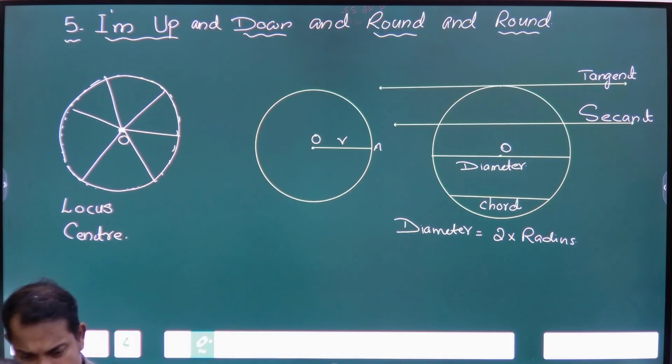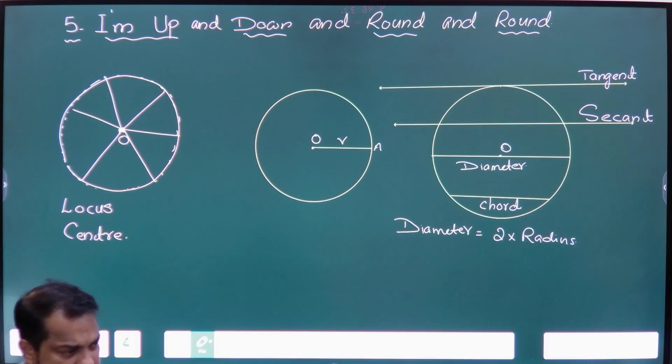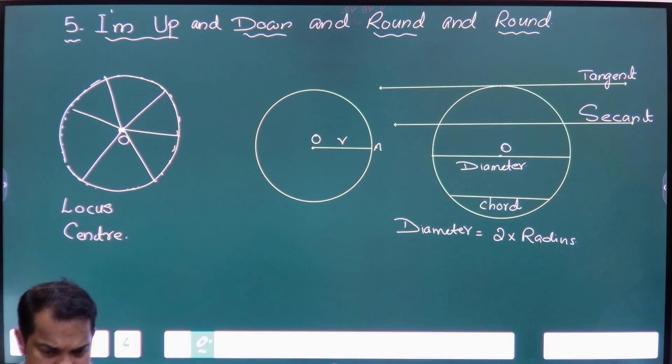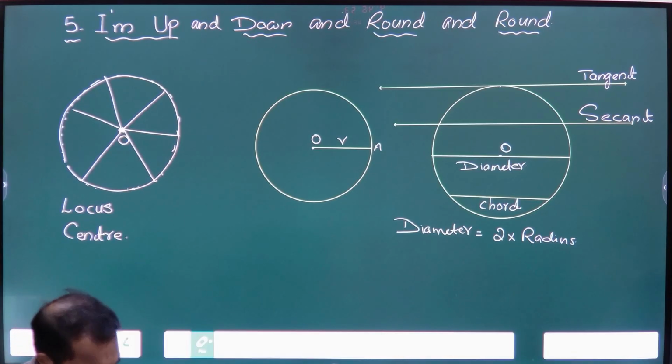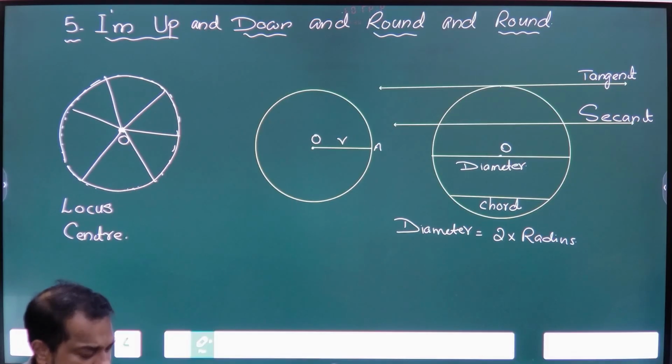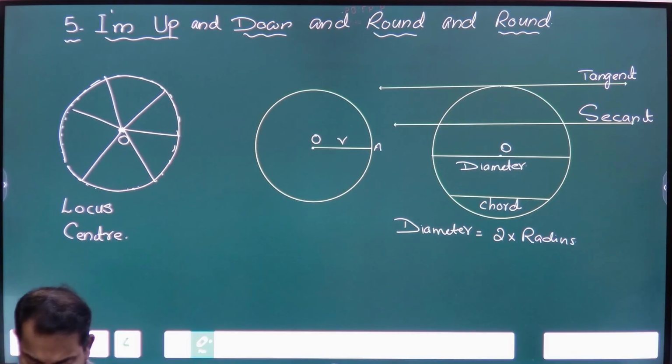Next point. The distance from the center to any point on the circle is called the radius of the circle.